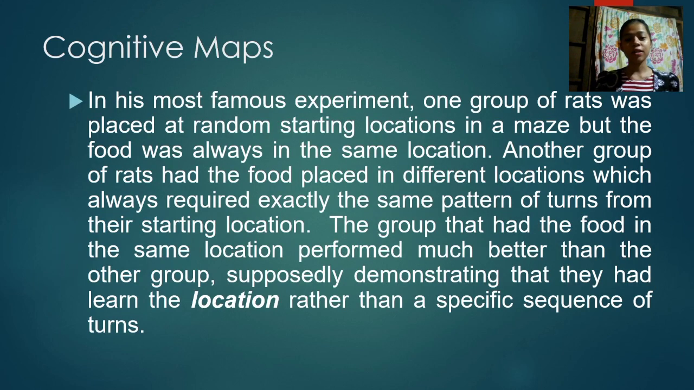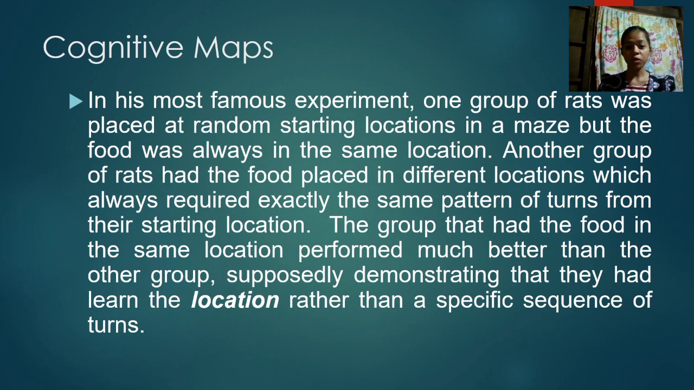So let's proceed to the cognitive map. In his famous experiment, one group of rats was placed at a random starting location in a maze, but the food was always in the same location. Another group of rats had food placed in a different location, which always required exactly the same pattern of turns from their starting location. The group that had the food in the same location performed much better than the other group, supposedly demonstrating that they had learned a location rather than the specific sequence of turns.